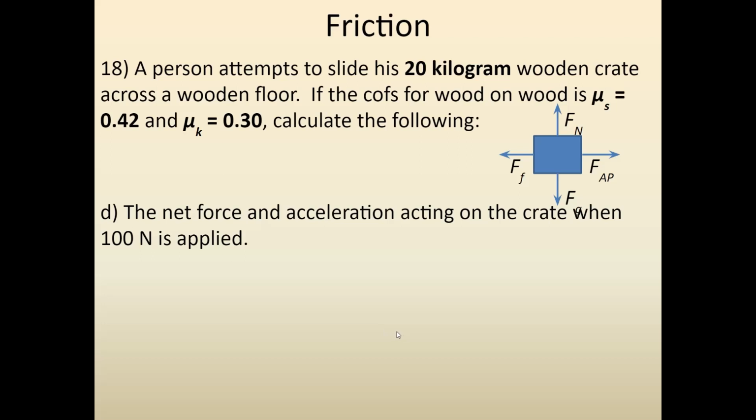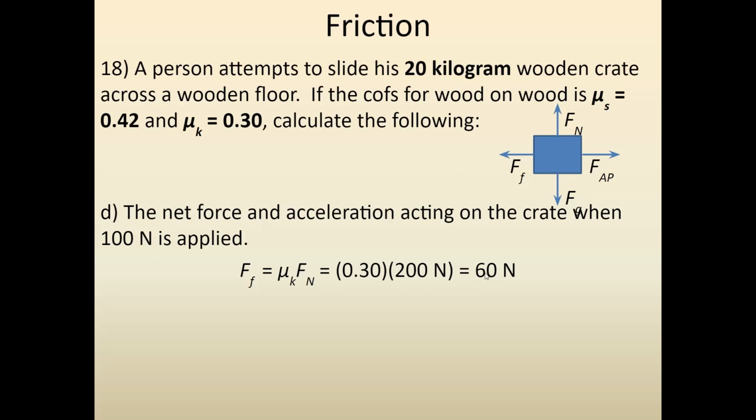Well, now that I know that the maximum force that can be applied is 84, the 100 newtons tells me that the object is moving. You can't assume that the object is moving just because they say, oh, what's the net force and acceleration? That's a trick. So you always have to make sure that you determine what the static friction is first, to see if the force that you're applying is going to be greater than that static. So this 100 is greater than the static, so I can use the kinetic friction.